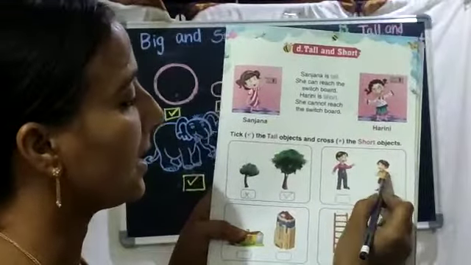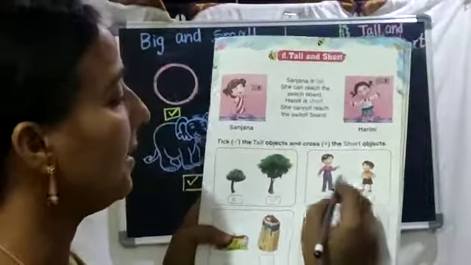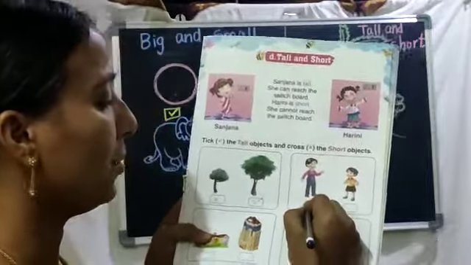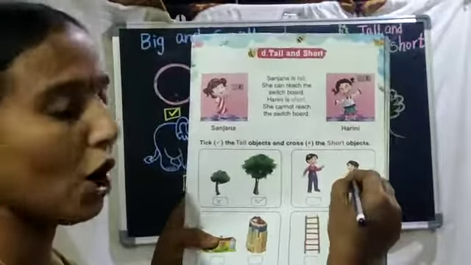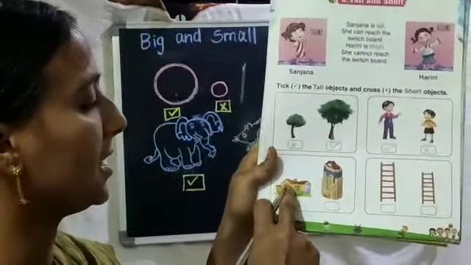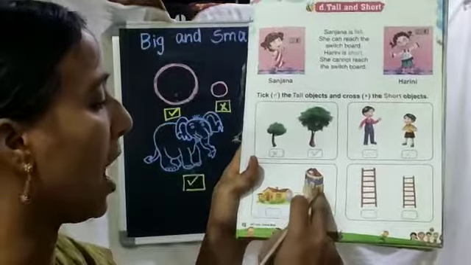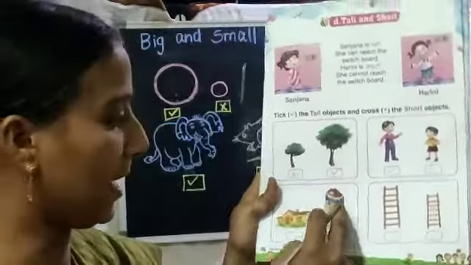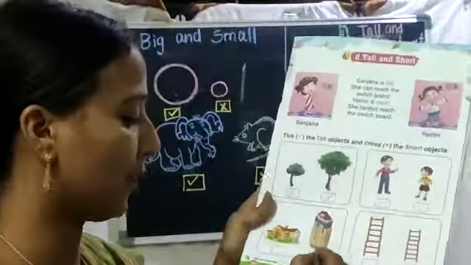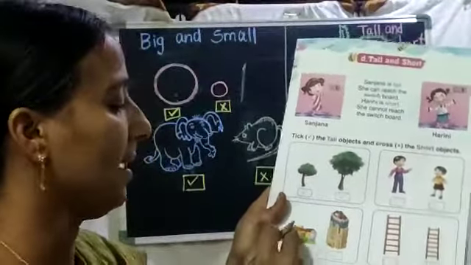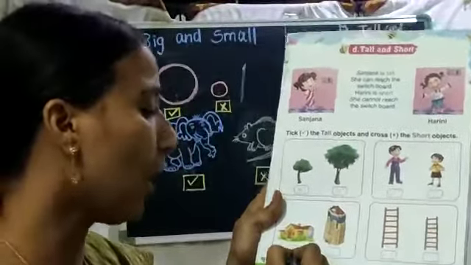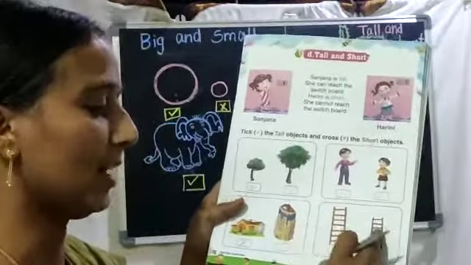Then, see these two boys, children. Yes, this boy is looking tall. For tall, put the tick. And for short, put the cross. Next, see, this is the house and this is the apartment. How is the apartment, children? Tall. For tall, you put the tick. And how is the house? Short. Put the cross.